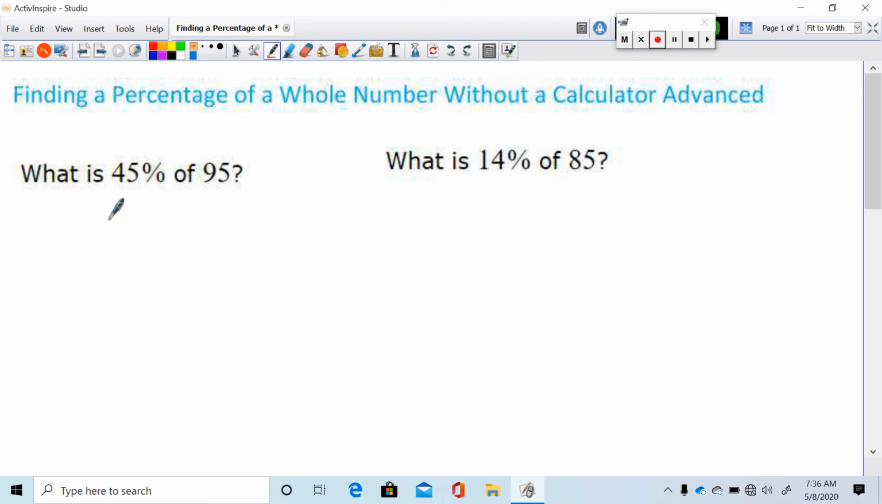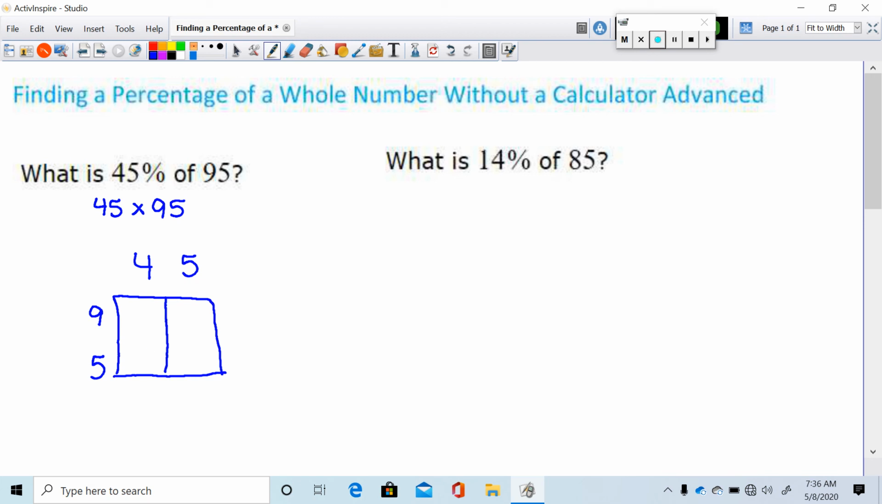So the first thing I want to do is just pretend we have the numbers without the percent sign. So 45 times 95. Now for lattice multiplication, the first number goes on the top and the second number goes on the side. And I make a rectangle under those boxes and I separate the digits with a vertical and a horizontal line. Now I have these squares here. I'm going to make a diagonal cutting each one like this.